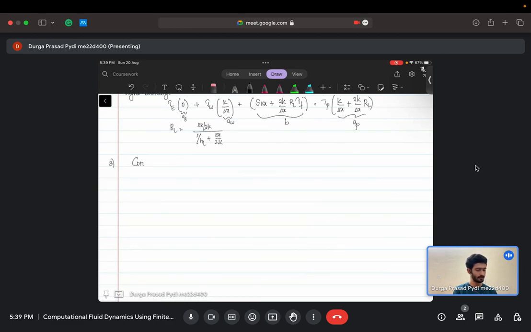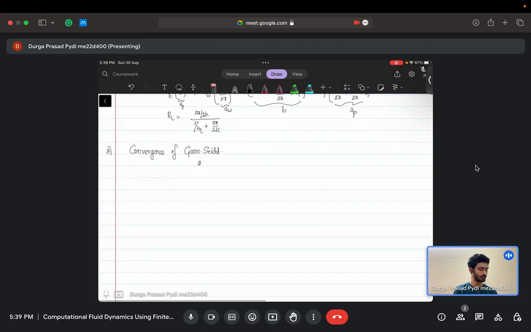For convergence of any iterative algorithm, or in particular the Gauss-Seidel method, if our equations are of the form AP Phi equals sigma A nb Phi nb plus B, then the Scarborough criterion says that the value of sigma A nb divided by AP should be less than or equal to 1. Only then does convergence happen.